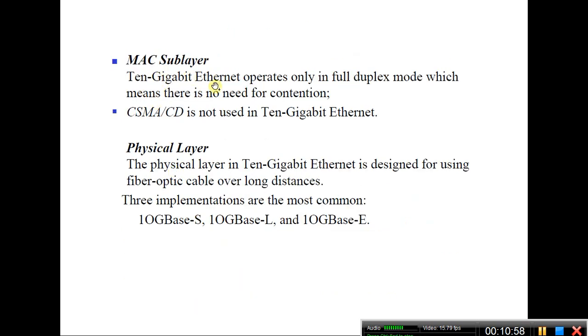MAC sublayer: 10 gigabit Ethernet operates only in full duplex mode, which means there is no need for contention. So CSMA/CD is not used in 10 gigabit Ethernet. It works in full duplex mode, so there is no collision and no requirement of CSMA/CD for media access. The physical layer in 10 gigabit Ethernet is designed for using fiber optic cable over long distance. There are 3 implementations: 10GBase-S, 10GBase-L, and 10GBase-E.